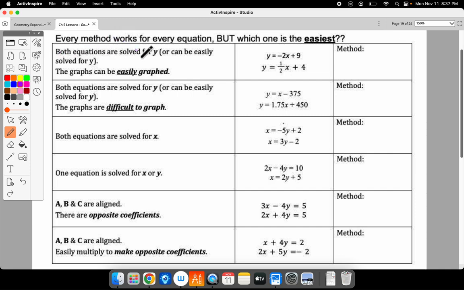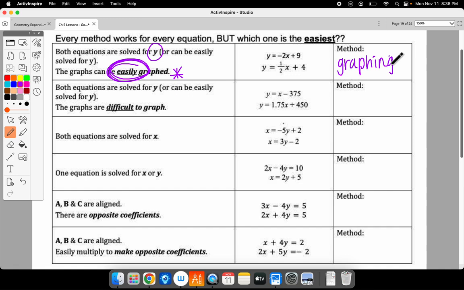So if both equations are solved for y, and it has to be y, or they can be easily solved for y. And key thing here, they can be easily graphed. So easily graphed means you want to have small numbers. You want to have preferably not decimals. Fractions are okay because that's a rise over run, but preferably not decimals. So if you see something like this, small numbers, you can have a little fraction, but no decimals, your easiest method is going to be graphing. That does not mean you have to graph. That's just going to be the easiest one.